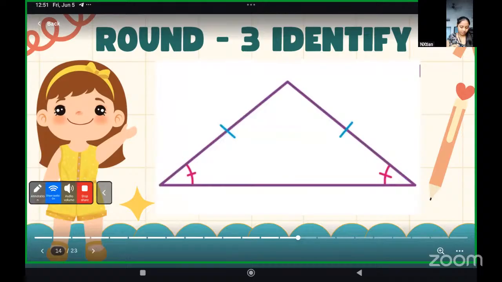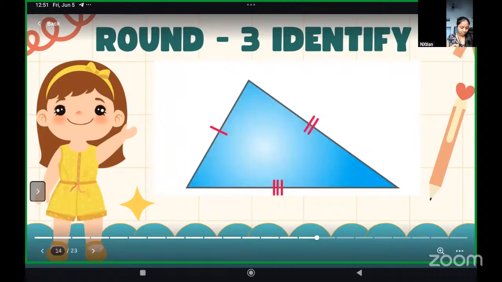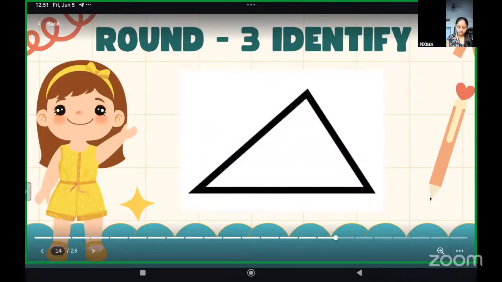Okay, this is round three, where you have to identify. Your question was the third one, 1, 2, and 3. This question you said obtuse, because for the answers you were giving, I was writing down each of them so that I can also correct you. So you said obtuse, but this is acute.